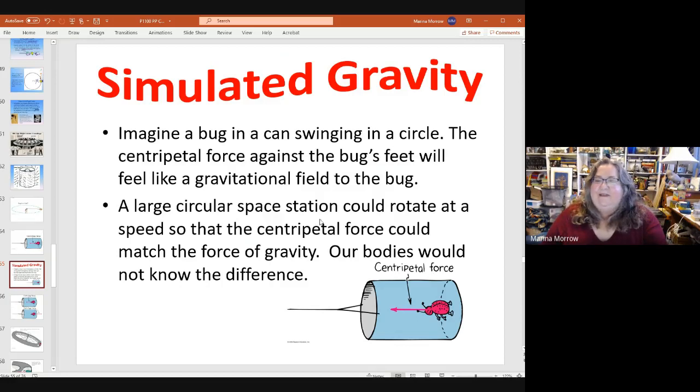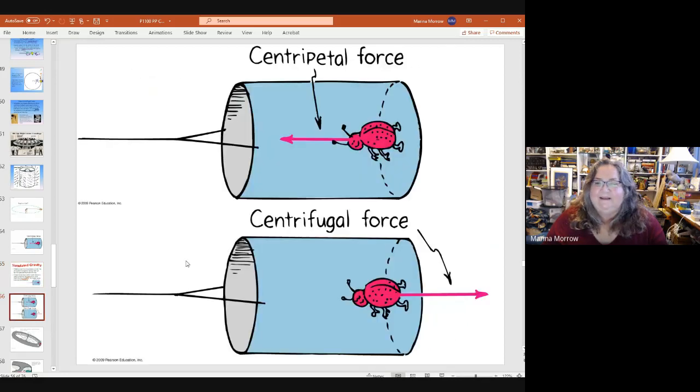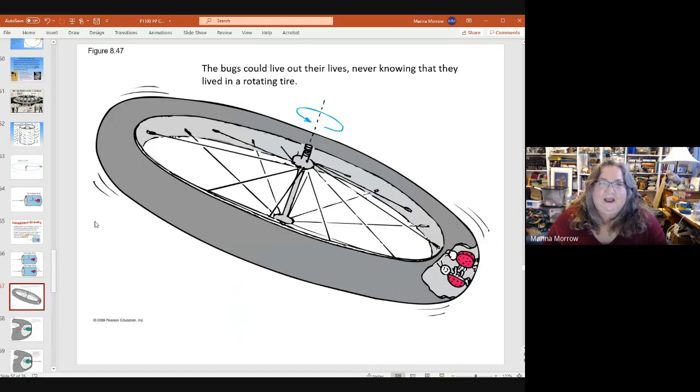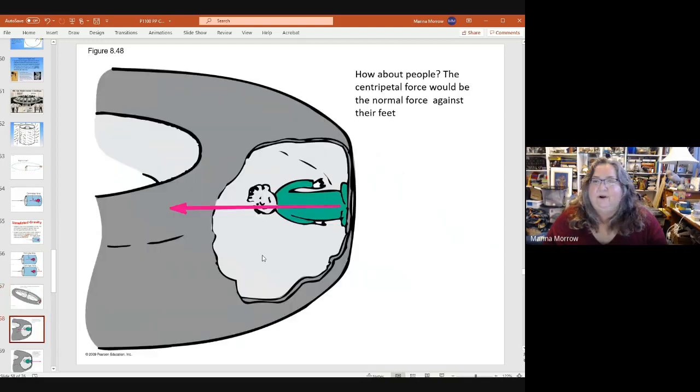The idea is that we could have a space station that could rotate at such a speed that the centripetal force would be equal to the force of gravity, or maybe a little bit less. And our bodies wouldn't really know the difference. So we would be inside the space station, we would experience a centripetal force, that's the normal force against our feet, and the centrifugal force, the reaction force to us, would be like there was a gravitational force. And so the bugs could live inside this tire their entire lives, not knowing that it was rotating. Would it work for humans?